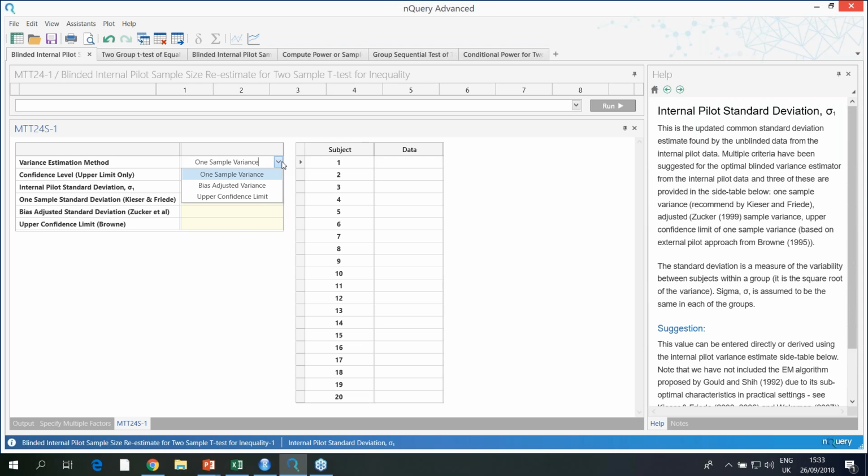So Friede and Kieser, who are probably the biggest advocates of the blinded internal pilot approach, say that if you just take the 20 values from each group, you can more or less ignore the between group effect. If you look at the total variance, you can split it up into the within group variance, the amount of variability within each group, and the between group effect, which is the amount of the total variance that's affected by the fact that the mean in group 1 is 0 and the mean in the other group is -9.